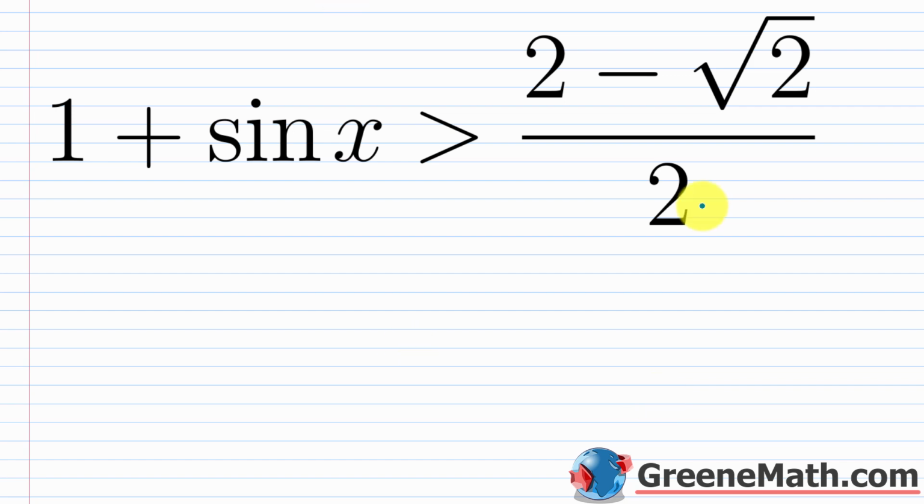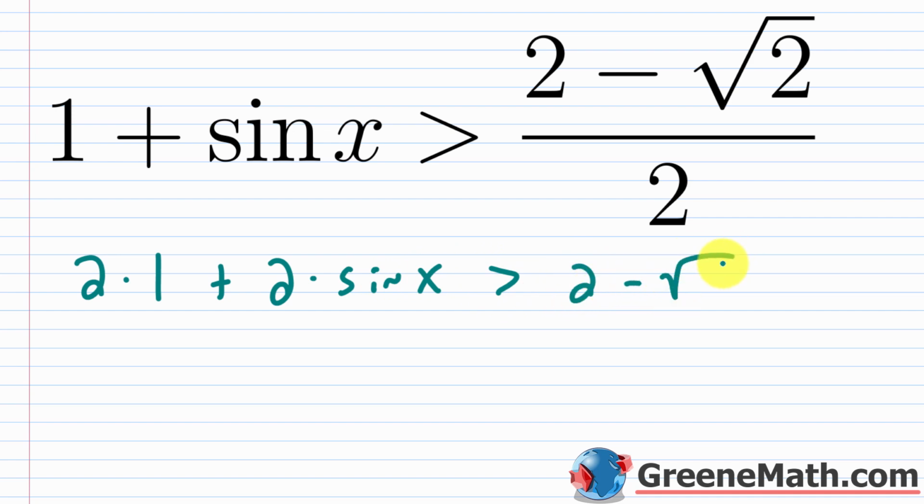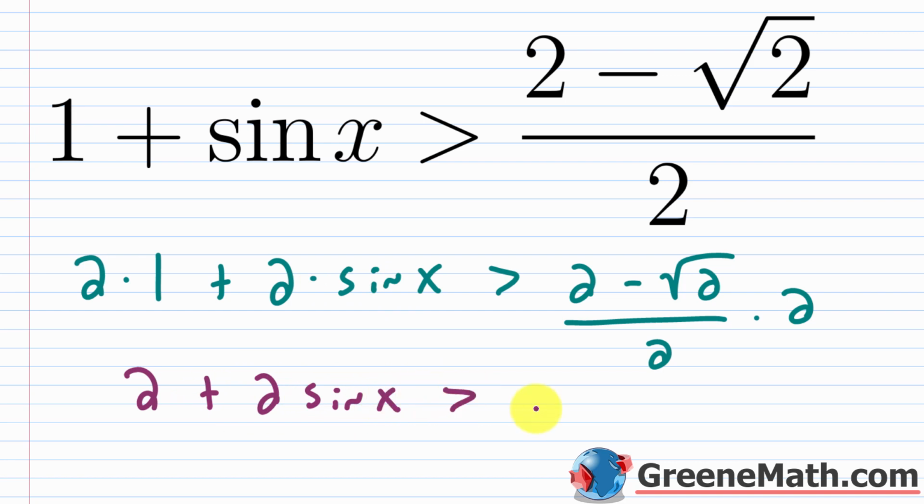So the first thing I'm going to do is multiply both sides of the inequality by 2. That's going to clear this denominator right here. So I'm going to go 2 times 1 plus 2 times the sine of x, and this is greater than 2 minus the square root of 2 over 2, and then times 2. So 2 times 1 is obviously 2, and then plus you just have 2 sine of x, and this is greater than, here the 2's would cancel, so you just have your numerator, so 2 minus the square root of 2.